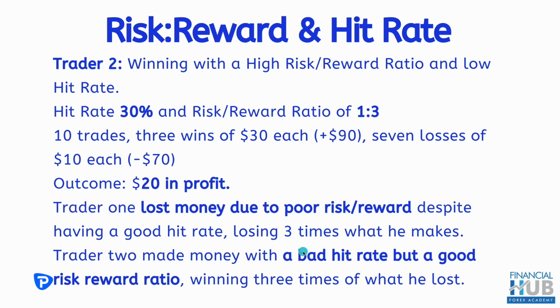Trader 2 made money with a bad hit rate, but a good risk reward ratio. So that balance between risk reward ratio and the hit rate is what a trader needs to find.